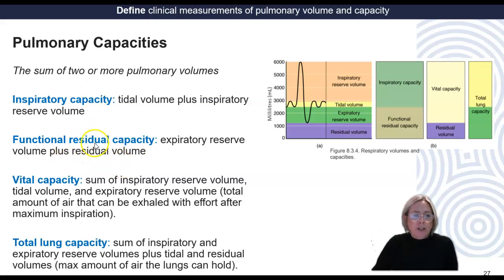Just going back here to this functional residual capacity, this one can change with disease, and can actually increase, because with certain pulmonary or respiratory conditions such as emphysema, we have pooling of air in the lungs, so that functional residual capacity can increase.